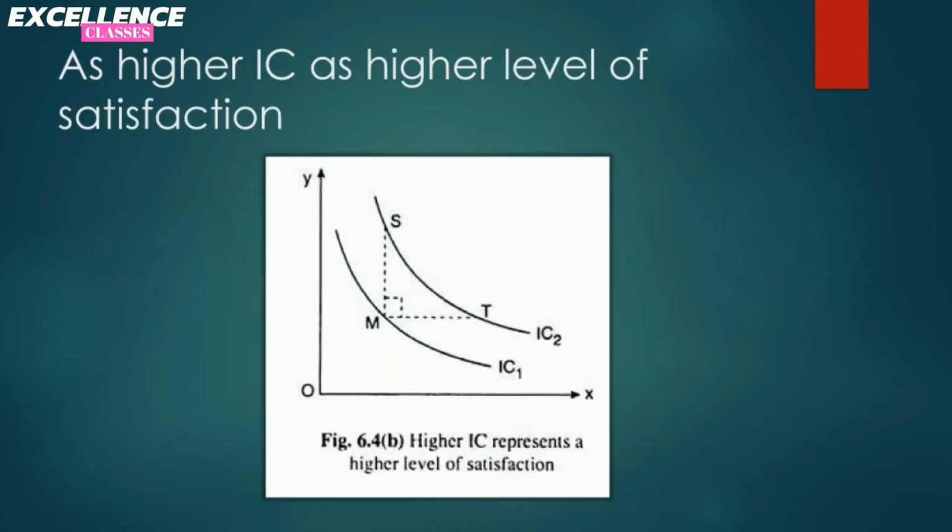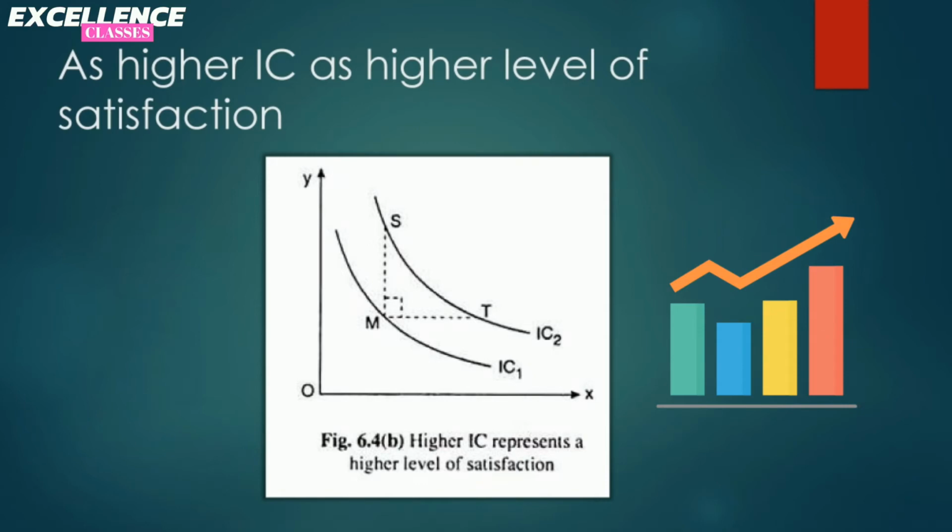The third property is, the higher the IC, the higher the level of satisfaction. Higher IC represents a higher level of satisfaction because higher IC corresponds to a higher level of income than lower IC. In this situation, more of both goods X and Y can be consumed by the consumer on higher IC. As you can see in the diagram given in the slide, on higher IC the consumer can consume more units of both goods X and Y.